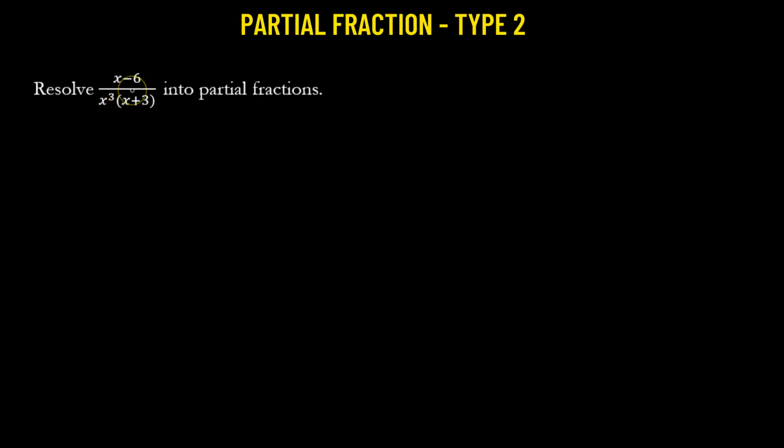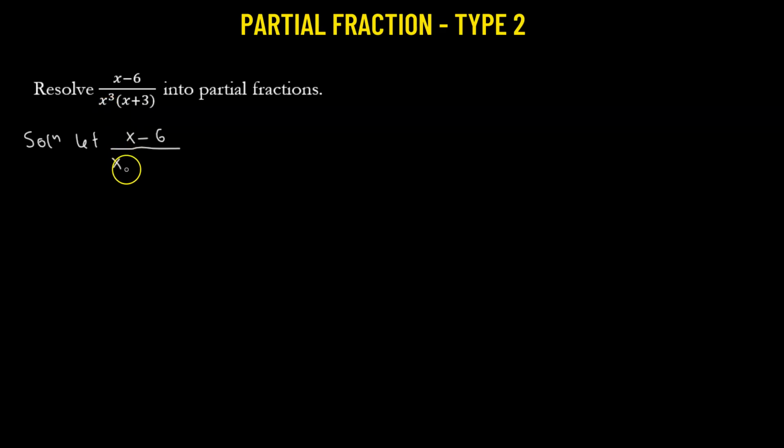So in this problem, we need to resolve the given rational fraction into its constituent partial fractions. Let us begin. First, let's write down the given rational fraction. We have x minus 6 divided by x cubed.